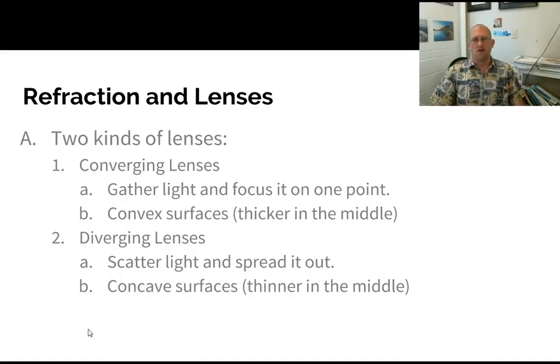Two kinds of lenses. There are converging lenses and diverging lenses. Converging lenses gather light, where the light rays converge on a certain single point, and diverging lenses are where light scatters. Converging lenses tend to have convex surfaces, where the surfaces of the lens go out in the middle and narrow at the end. Diverging lenses tend to be concave, where the middle of the lens is skinnier than the edges of the lens. Okay, quick pictures of these.